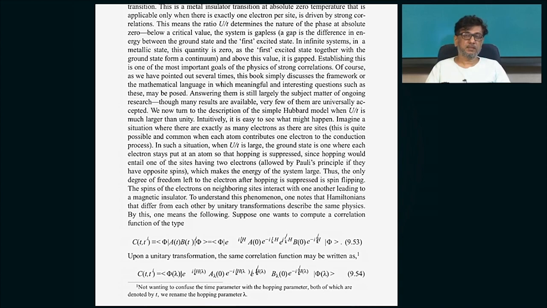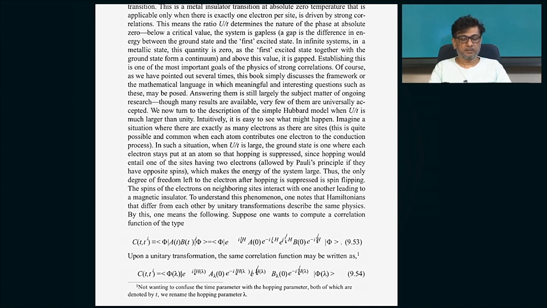So, that means double occupancy is suppressed, that is all it says. But then it does not say how the electron behaves when double occupancy is strictly forbidden. How does the electron behave? That is not clear.